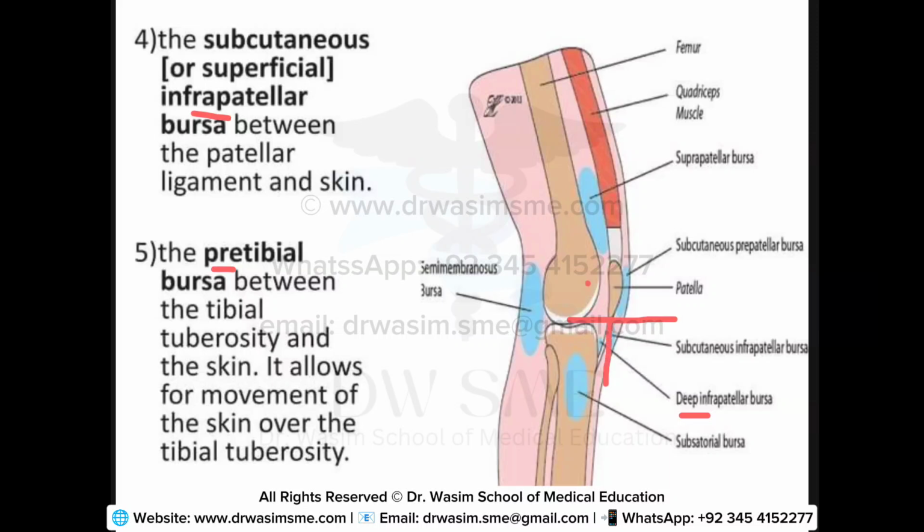So the one which is present above is suprapatellar. The one which is present below is infrapatellar. Infrapatellar is further divided into the superficial as well as the deep. Then we have the semimembranosus bursa, which is present around the semimembranosus area, and the subsartorial bursa. And there is one superficially present subcutaneous prepatellar bursa as well. So if you focus on this diagram, it will be very easy for you to understand the location of all these bursas.